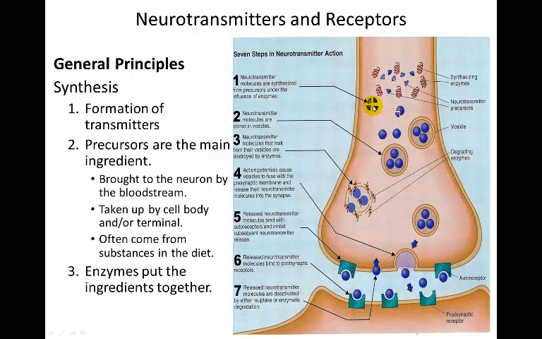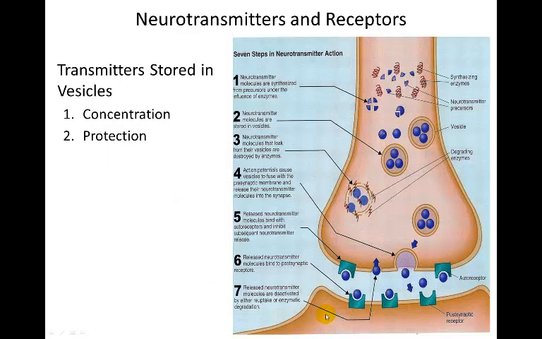If you look on this diagram here, right now we're talking about synthesis, kind of putting these neurotransmitters together via the help of synthesizing enzymes. And they're different for each neurotransmitter, for a lot of the neurotransmitters. Next, the neurotransmitters are stored in vesicles. Each vesicle contains approximately the same amount of neurotransmitter, and they're in these vesicles for protection, because if they're not in a vesicle, they may be attacked by degrading enzymes.